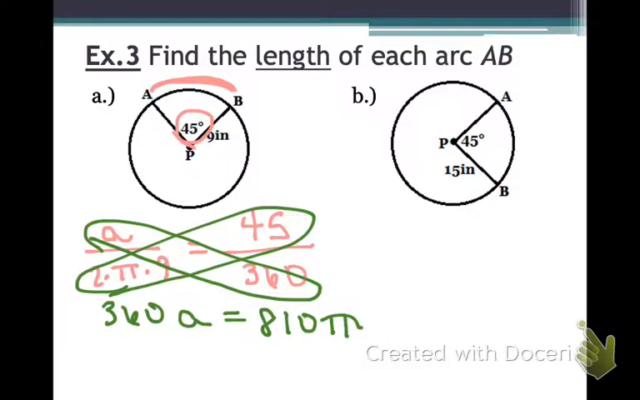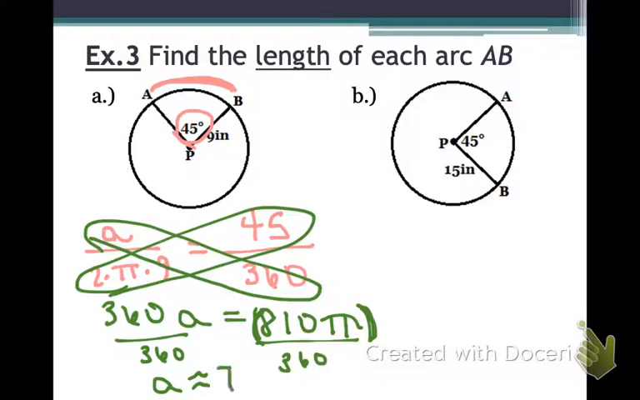And now you need to get A by itself, so you're going to divide both sides by 360. Then type that in your calculator, put parentheses around this. So 810 pi, and get that answer if you want, and divide it by 360, and you should get about 7.07. So out of that circumference, that piece is just taking up 7.07 inches.